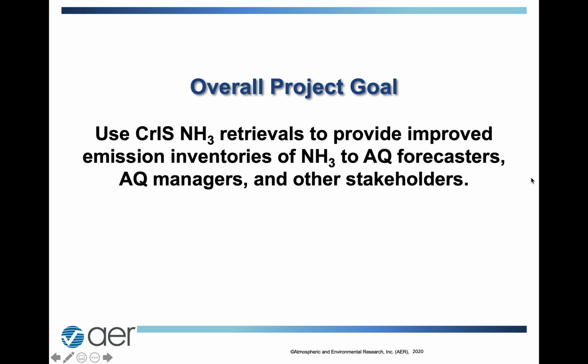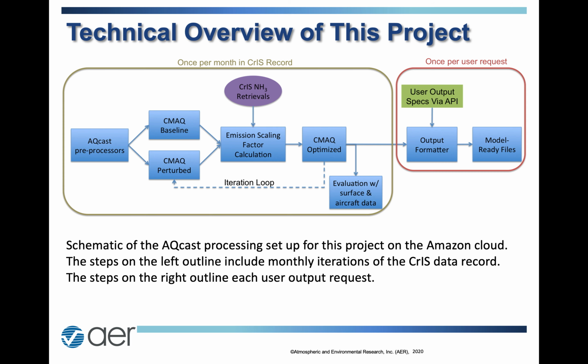So that gets to the overall goal of this project. What we're aiming to do is take these CrIS NH3 retrievals and provide improved emissions inventories of ammonia to you all, to the air quality modeling community, and hopefully be able to give you the data so that you can improve the emissions for whatever your application is and whichever air quality model you're using.